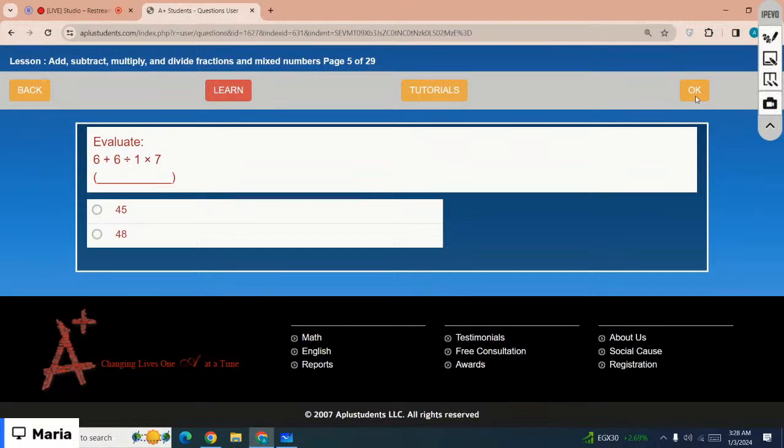Yes, it is. Which is the correct option? First, you have to divide, right? 6 divided by 1 is 6. And 6 times 7 is 42. You have to add 6 to 42. So, which is the correct option?